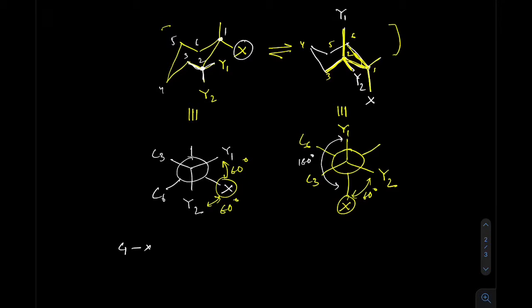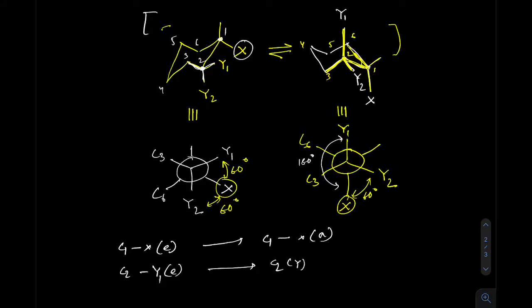In the first case C1-X was equatorial, and after the flip C1-X becomes axial. The C2-Y1 which was equatorial becomes axial after flipping. Due to this transformation, you can see the angle was previously 60 degrees, and after flipping the angle becomes 180 degrees.